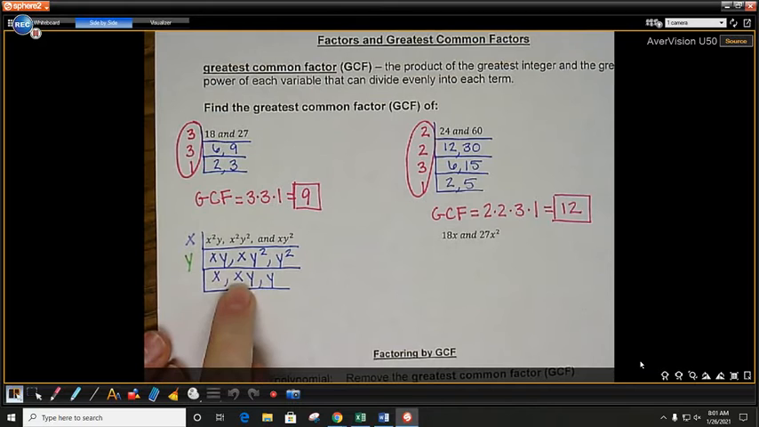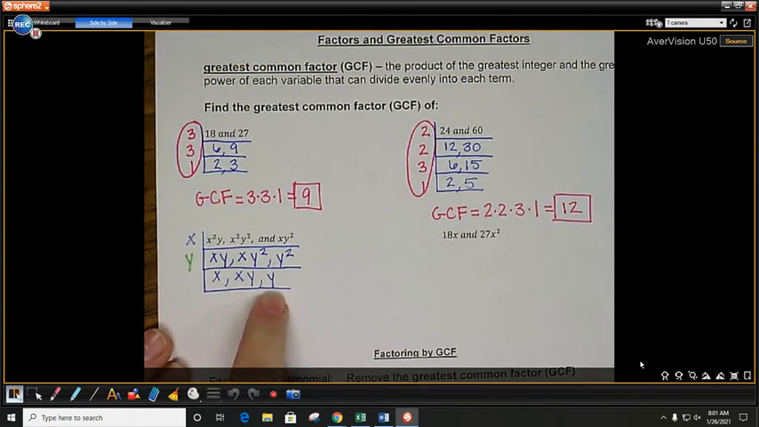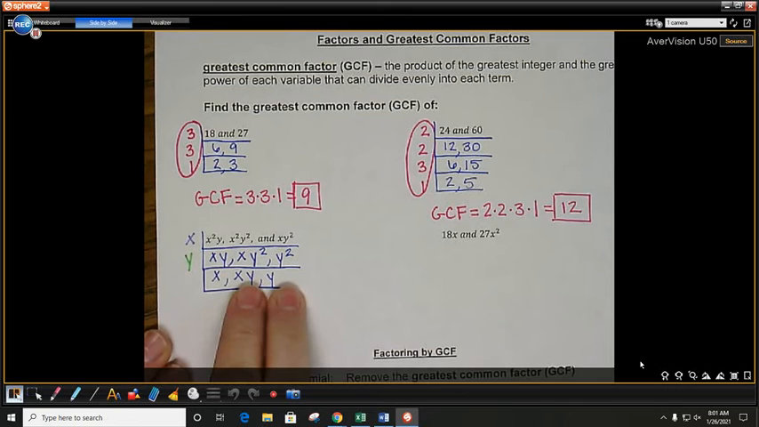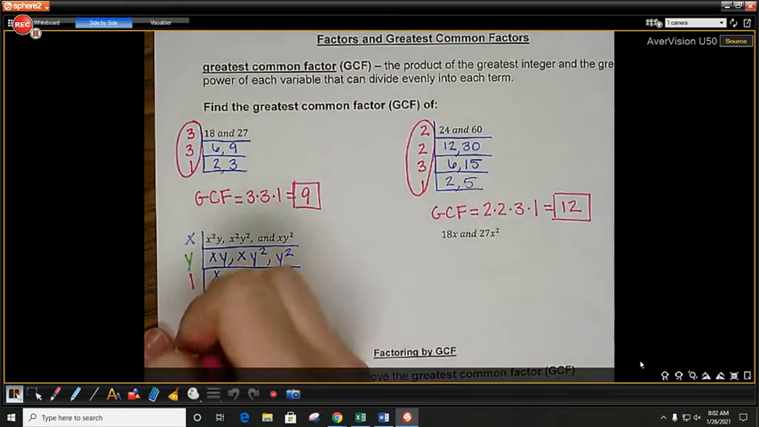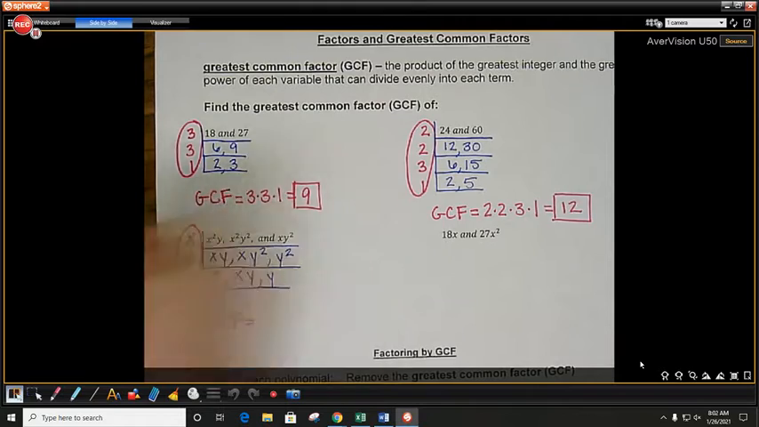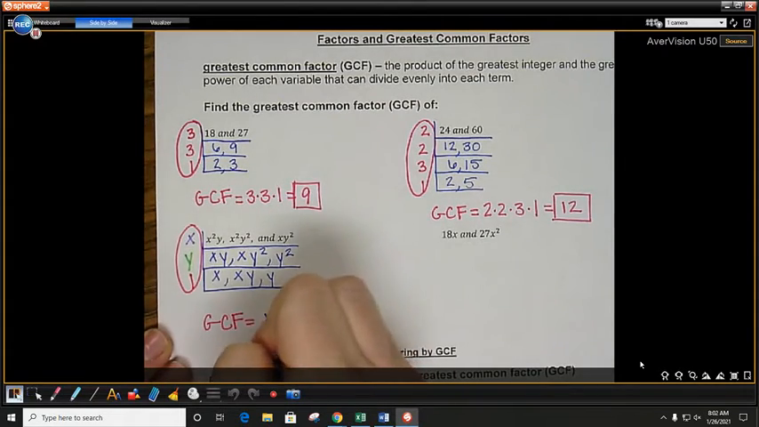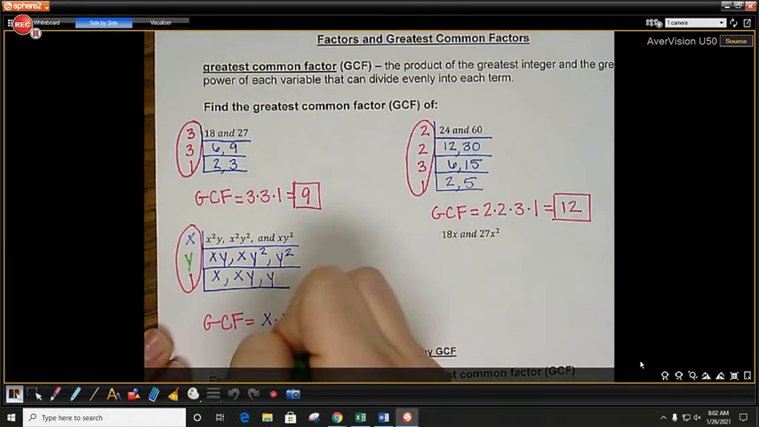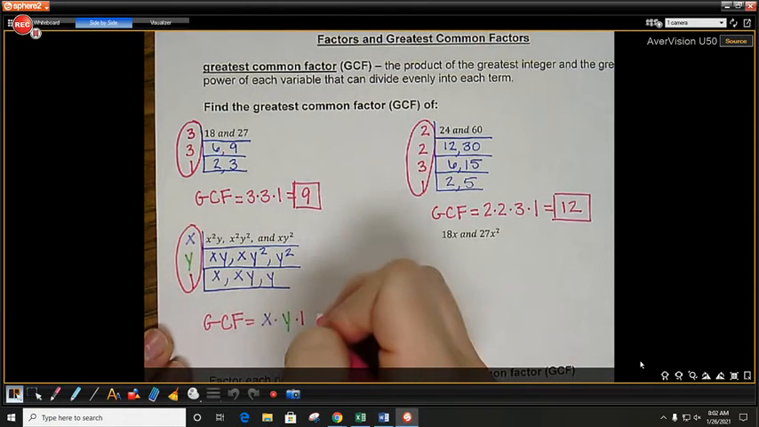This term only has x's, this term has both x and y's, this one only has y's. So there's nothing in common with all 3 of them. Yes, these 2 have an x, yes, these 2 have a y, but when we're taking out our greatest common factor, it has to be in common with all of the terms. So there's nothing left in common, which means I have a common factor left of 1. Because again, everything is divisible by 1. So my GCF is the product of all the common factors I took out. So x times y times 1, which is just xy.